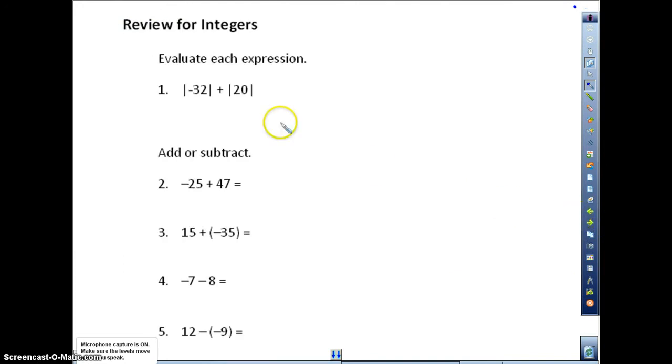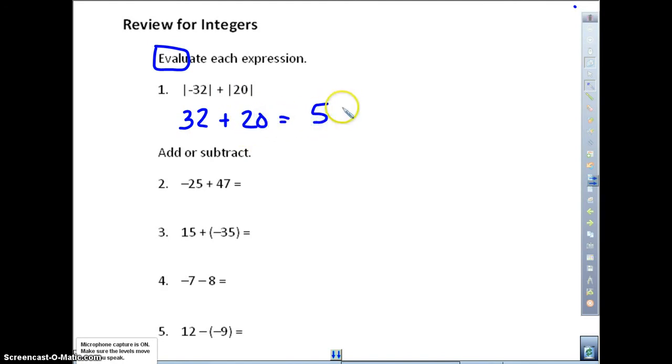Evaluate the expression. Evaluate means find the value of. These are absolute value bars. Absolute value is asking you what's the distance that number is from 0. And distance is always positive. So the distance of negative 32 from 0 is 32 units. The distance of positive 20 from 0 is 20 units. Add those together and you get 52.